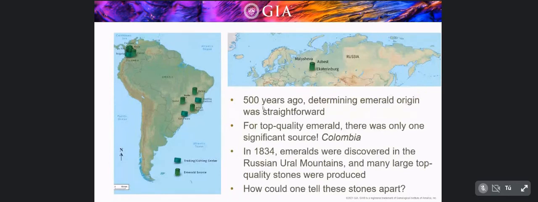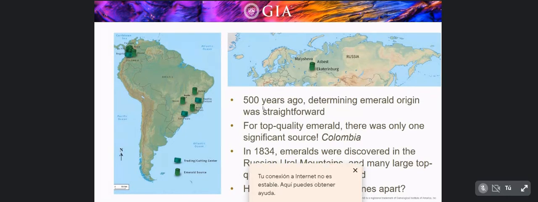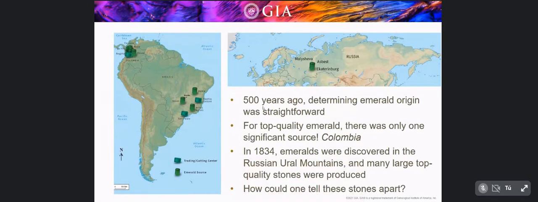And so that's the next part of the story: we had the ancient Egyptian emeralds, and then those were superseded by the Colombian emeralds, which were unlike anything the world had seen before. And it actually stayed like that for quite a while. It wasn't until about 1834 that the next big deposit of emeralds was discovered. So if you were a gemologist 500 years ago, and somebody gave you a very high quality emerald and asked you to determine its origin, it was pretty straightforward, because about 500 years ago, there was only one source for top quality emeralds, and that was Colombia.